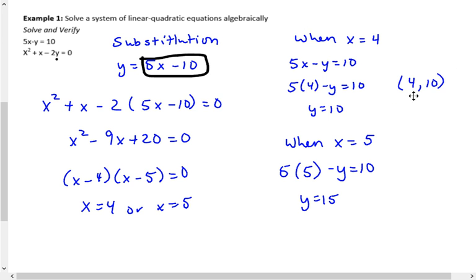My two solutions then are 4 and 10, and 5 and 15. So when x is 4, y equals 10. When x is 5, y equals 15. And that's it. If you wanted to verify, you could take these and substitute them back into the original equations, but we are not going to spend time verifying.